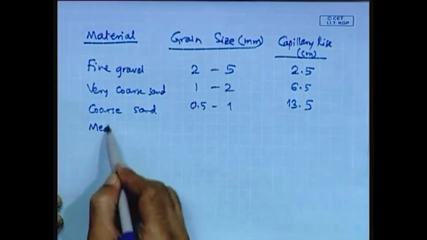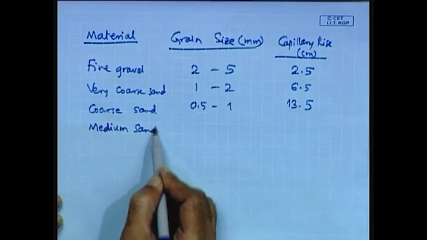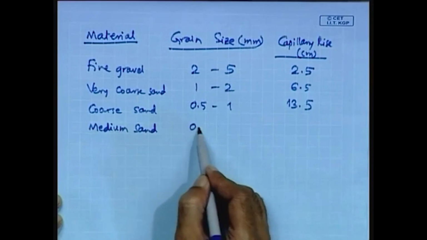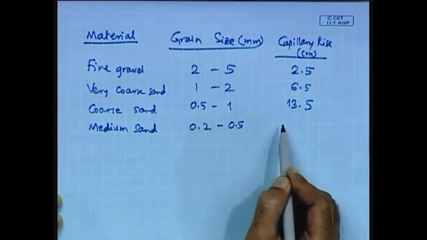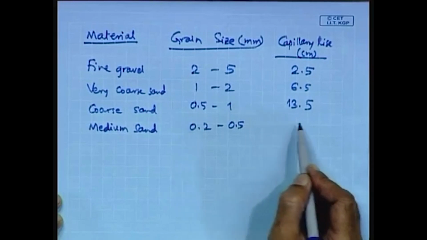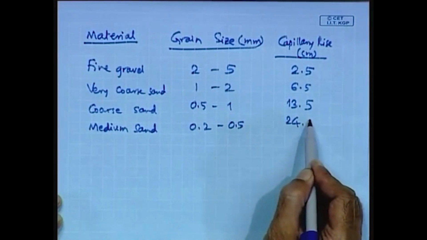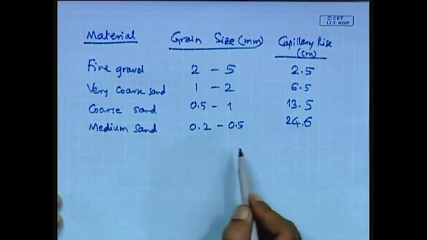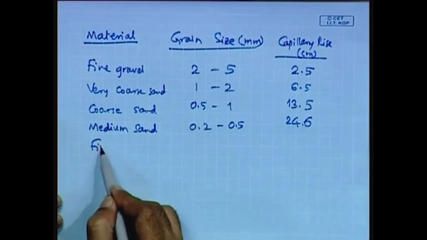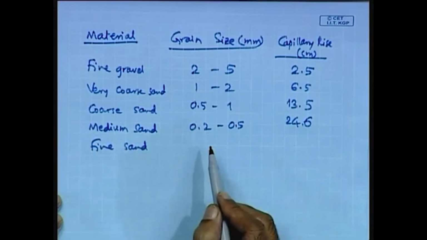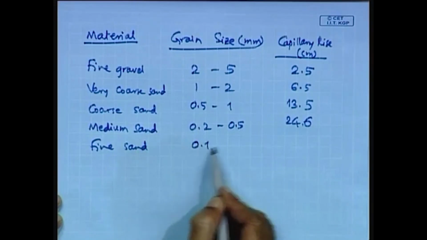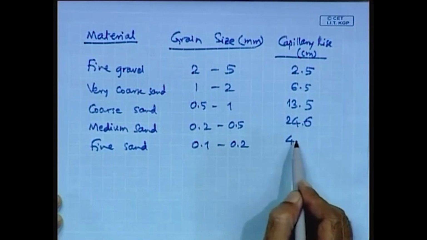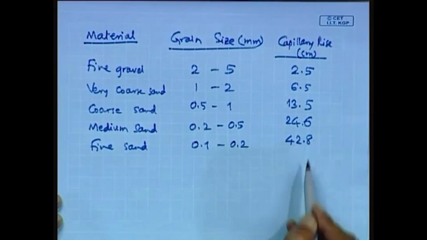Then the medium sand has a grain size of 0.2 to 0.5, and a capillary rise of say 24.6 centimeter. Then followed by fine sand, the grain size is 0.1 to 0.2, and the capillary rise gets further increased to say 42.8 centimeter.